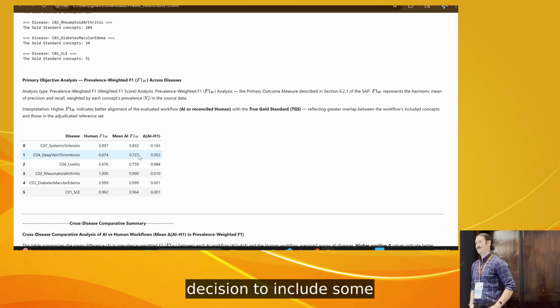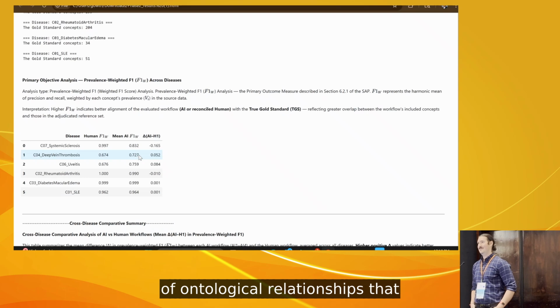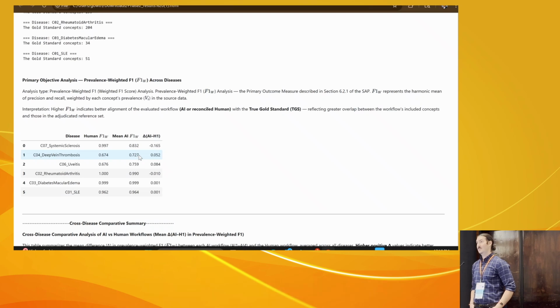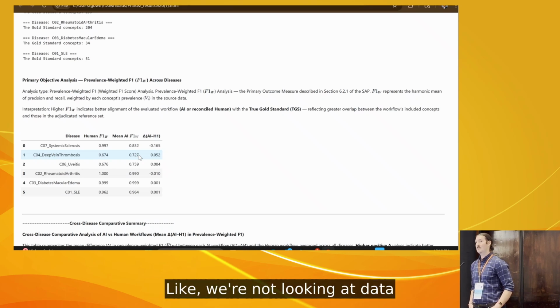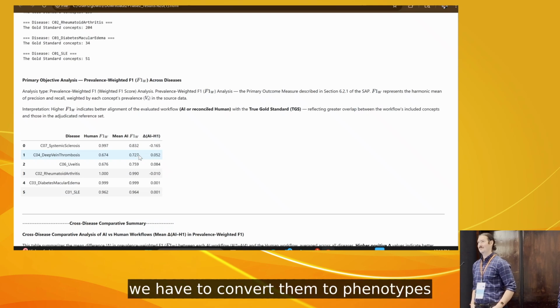If they made that decision to include some less specific codes that are almost certainly proximal DBT, then they will have a more performant definition based on their concept set, and that could actually be an outcome here, right? We may have agreed based on the ontological relationships and the specification, but maybe the human one is actually more performant in data. No, I agree. We're not looking at data here, so I agree 100%. That would be the next step. Well, we have to convert into phenotypes.